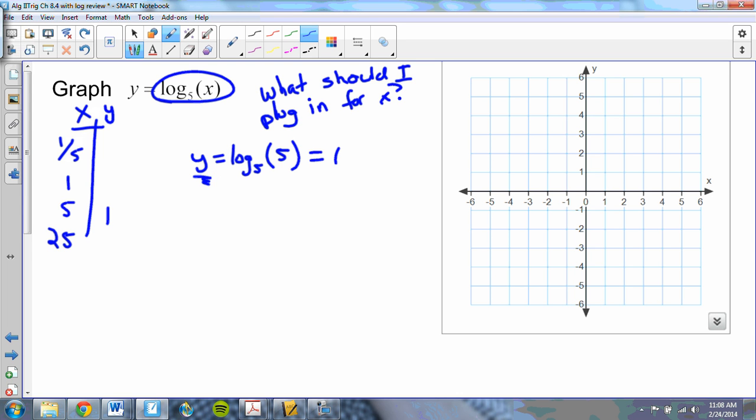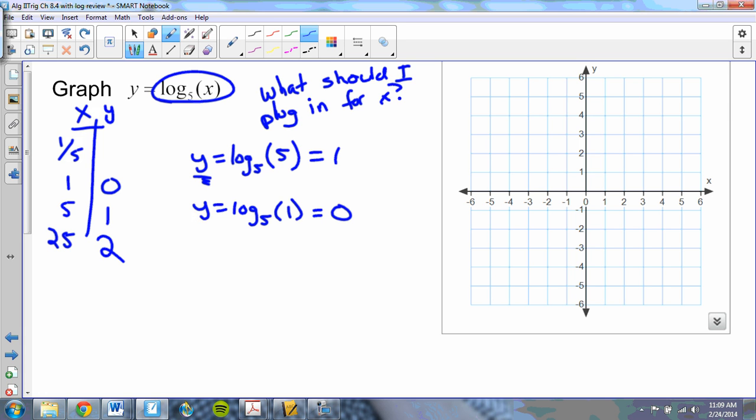Let's plug in 1. What if I do y equals log base 5 of 1? Well, 5 to what power is 1? 0. 5 to the 0 power is 1. You get 0. Anything to the 0 power is 1. What about 25? Anybody? 5 times 5 is 25, so it's 5 squared. 5 to the second power.